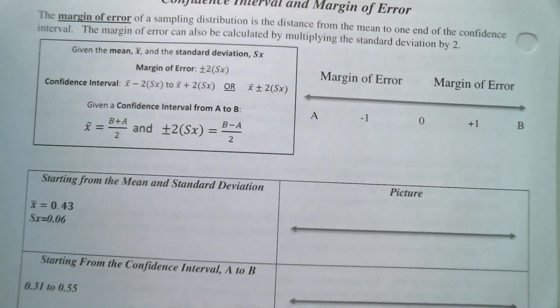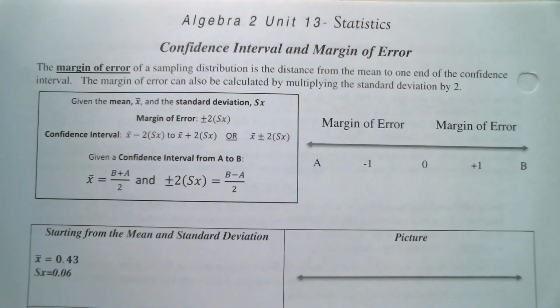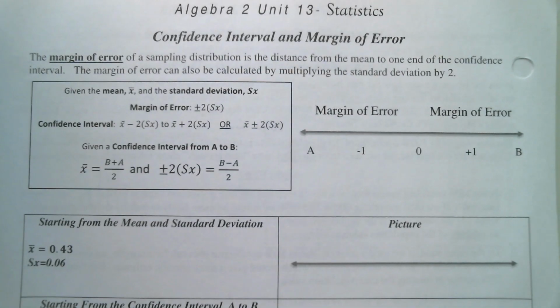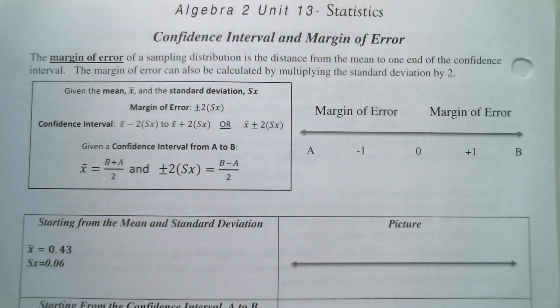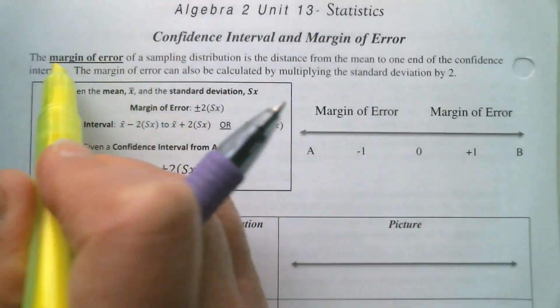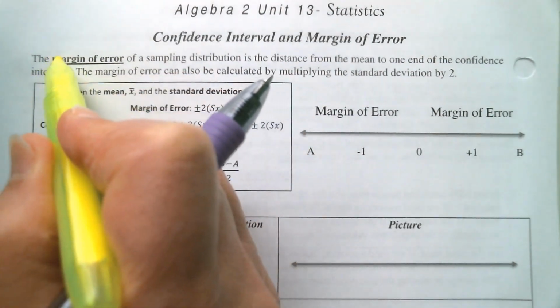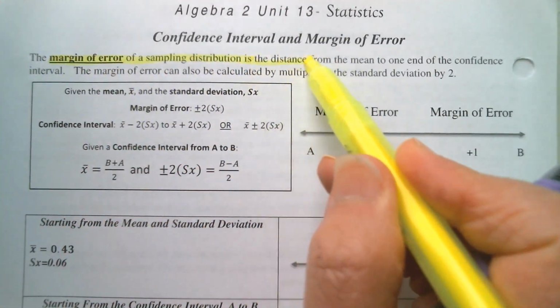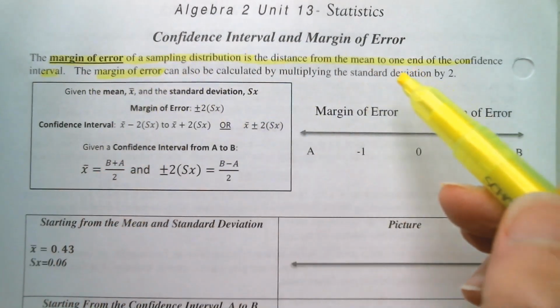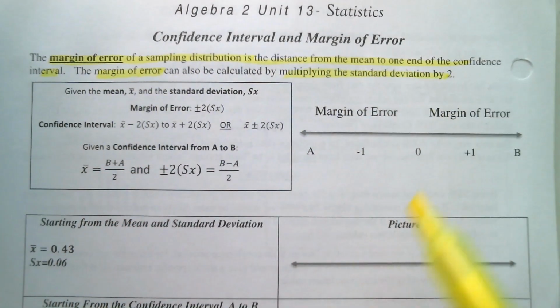Okay, a new term, the margin of error. You have to memorize this. The margin of error of a sampling distribution is the distance from the mean to one end of the confidence interval. The margin of error can also be calculated by multiplying the standard deviation by 2. So for margin of error, it's simply 2 times the standard deviation. Margin of error is multiplying the standard deviation by 2.